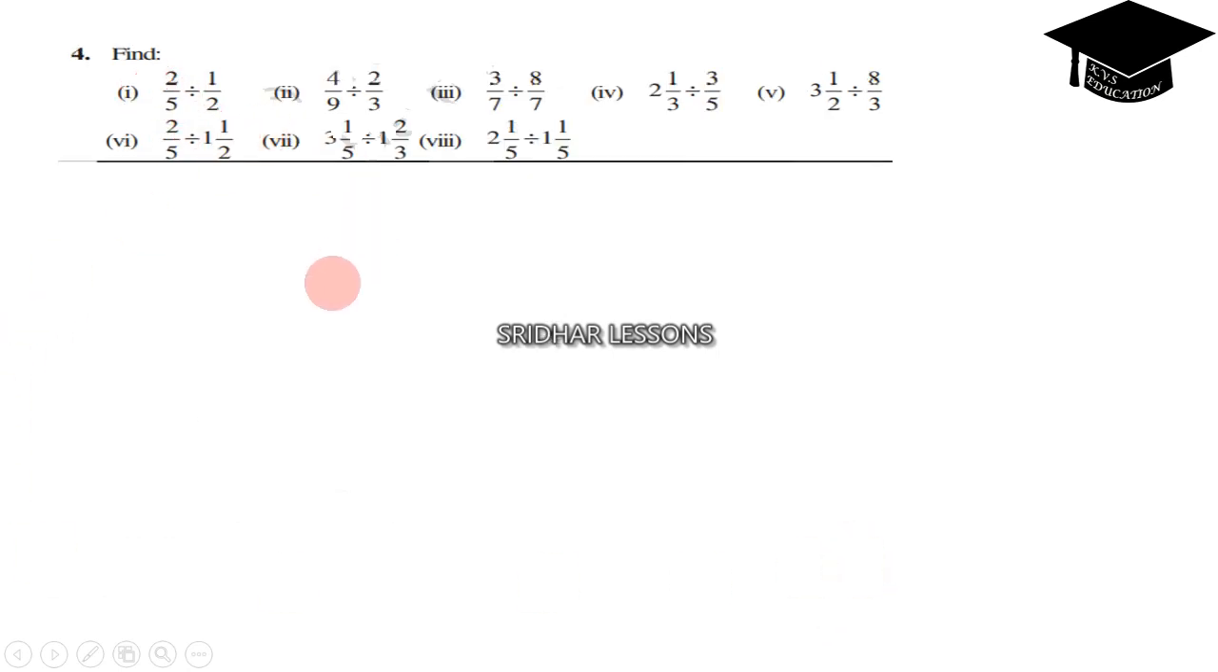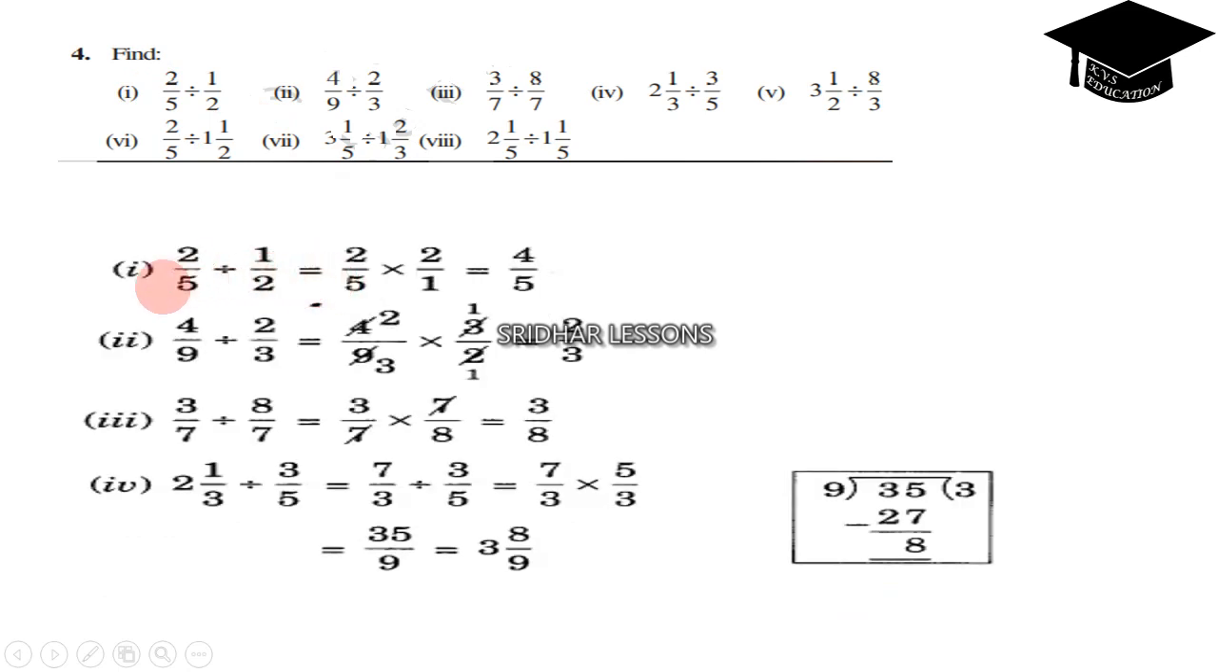Next problem, find the following. First question, 2/5 divided by 1/2. So we take the reciprocal: 2/5 times 2/1. 2 times 2 is 4, so 4/5. Next, 4/9 divided by 2/3. This is 4/9 times 3/2. 2 cancels 4 two times and 3 cancels 9 three times. So 2 times 1 is 2, 3 times 1 is 3.